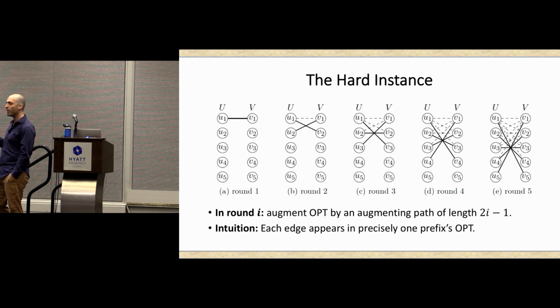I'd be happy to talk about the intuition behind this. I have no proof of why this is hard other than our LP-based proof, which is maybe short, but maybe not super insightful. I think the approach is nice, but it doesn't give insight as to why this particular family of inputs is hard.